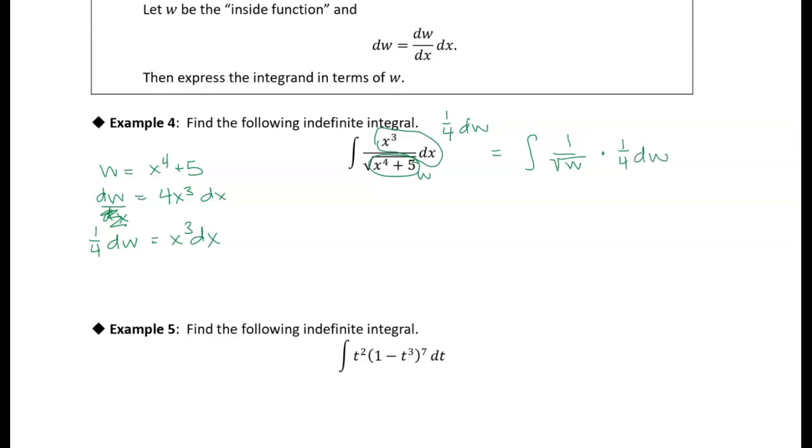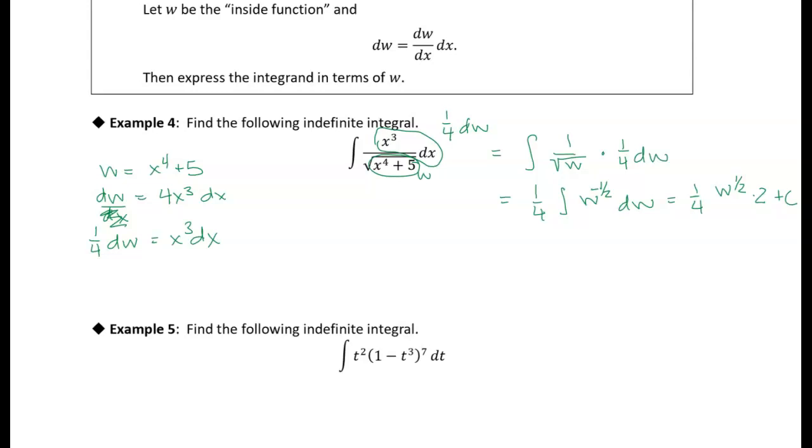Okay, now I know how to integrate 1 over the square root of w, right? I'm just going to take this 1/4 and bring it out front. And then this becomes essentially w to the minus 1/2 dw. Okay. And then the integral of that, so I'm going to have 1/4 times w, so I'm going to add 1 to the 1/2 divided by 1/2, which just becomes times 2. And then, of course, plus c.